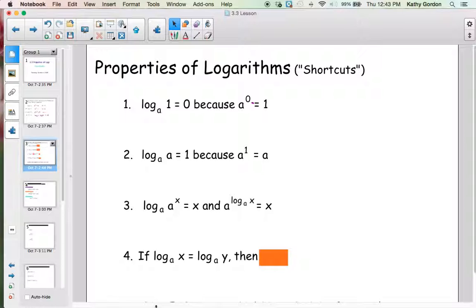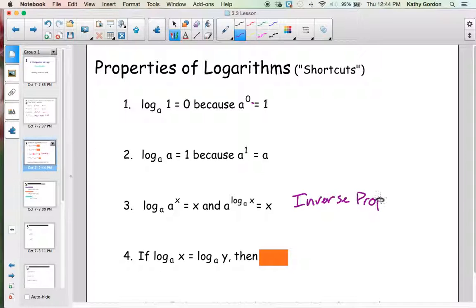Both of these are called the inverse property. Because the result we get is based on the fact that exponentials and logarithms are inverses. They are, in essence, canceling each other out to just leave you with whatever that x value is.